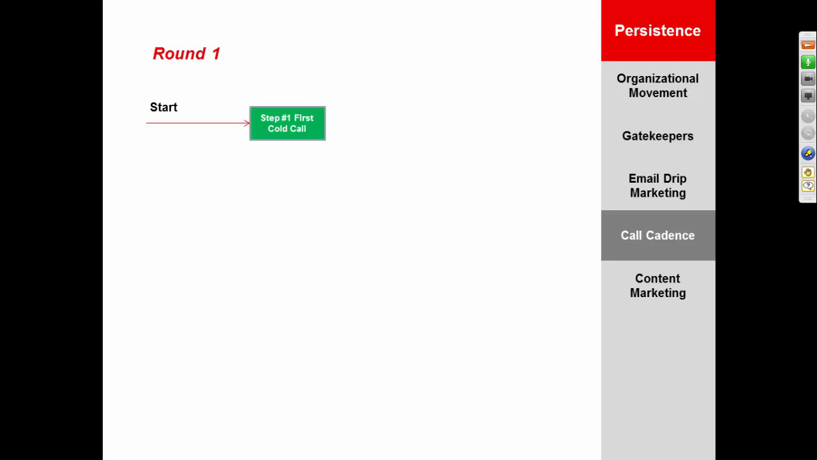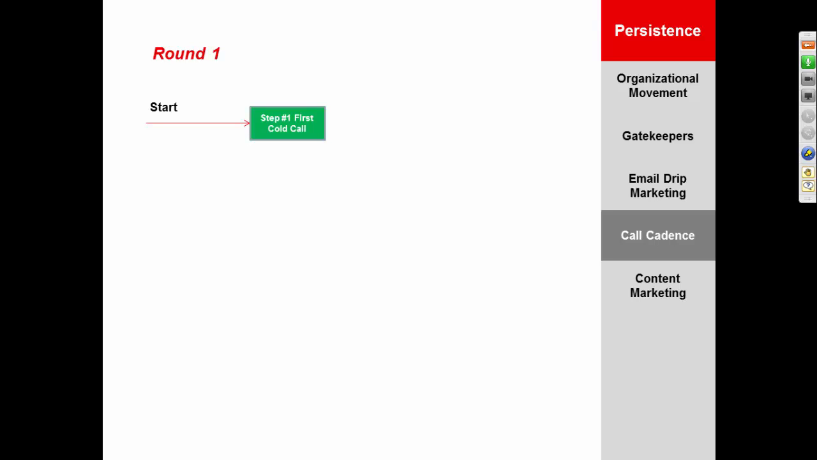And what we're going to do with this call cadence is pull all those multi-touch methods together and show you a process that you could use, a call cadence that you could use, and put all that together to improve your ability to connect and get prospects to answer the phone.